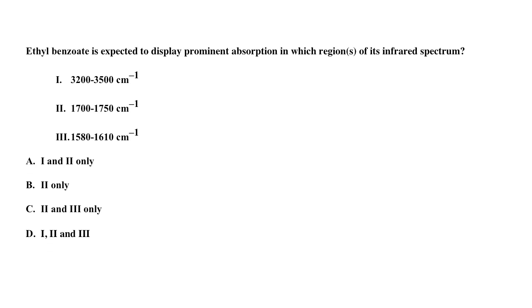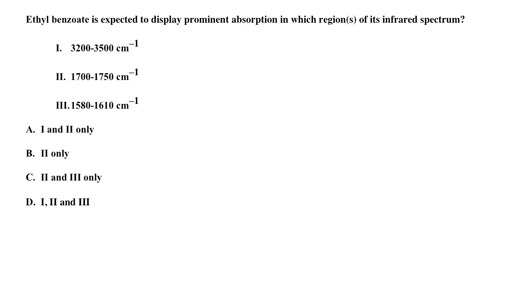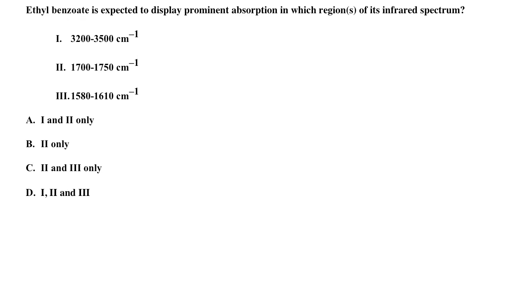Ethyl benzoate is expected to display prominent absorption in which regions of the infrared spectrum? So you've got 3 different ranges here, and these are all going to correlate to some type of functionality that could potentially be there. Now, these ranges should make sense because we went over all the different ranges and what could potentially show up there. So when you're looking at this, you want to keep that in mind and think what could show up in the 3200 to 3500 wave number region. What could show up in the 1700 to 1750? And based on that, the answers A, B, C, and D are what you're going to pick from.